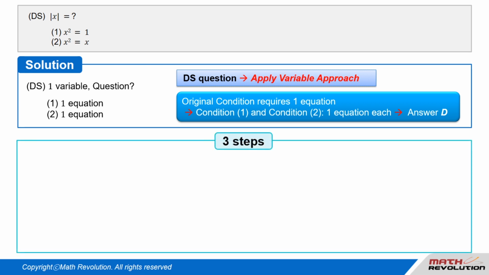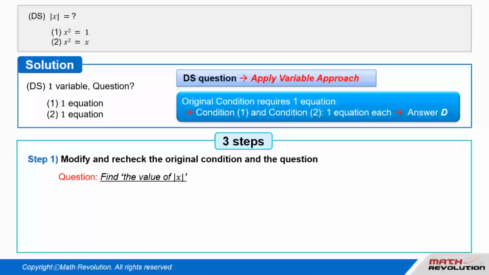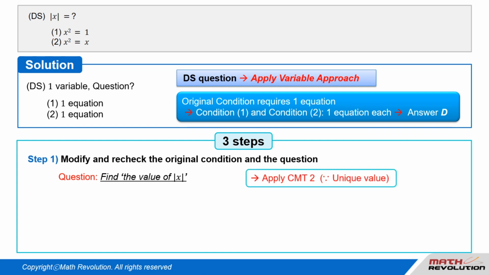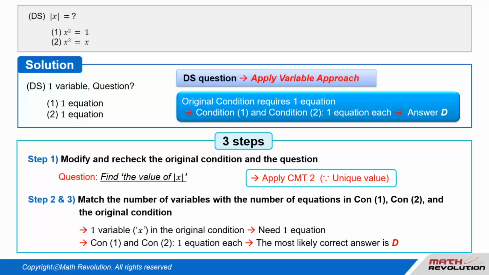Let's apply the 3 steps suggested previously. Follow the first step of the variable approach by modifying and rechecking the original condition and the question. We have to find the value of the absolute value of x. We will apply the common mistake type 2 here, as the number of answers must be 1. Follow the second and third steps.